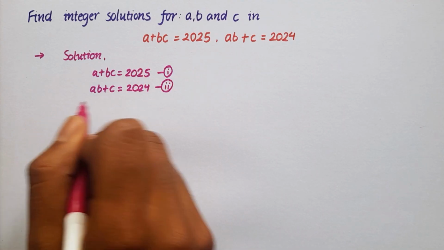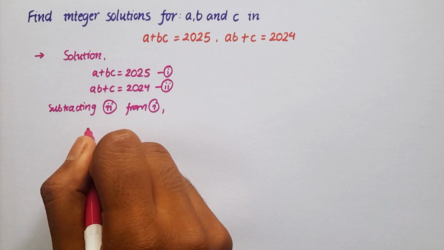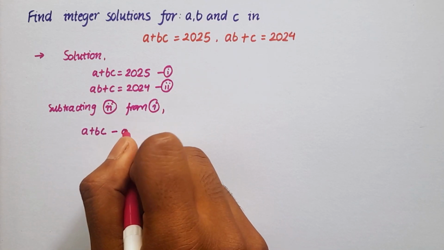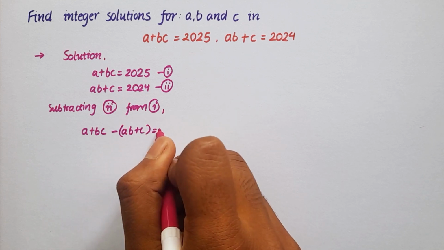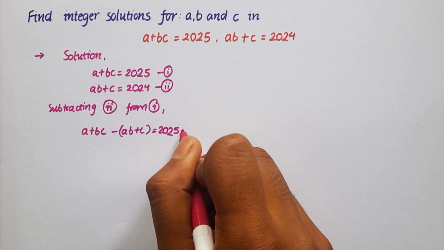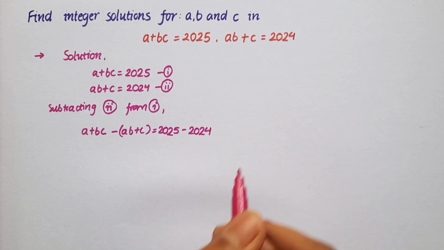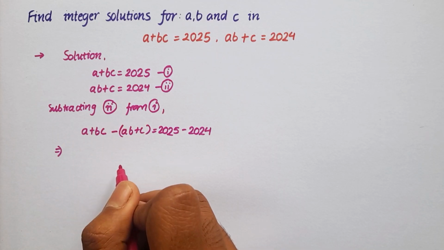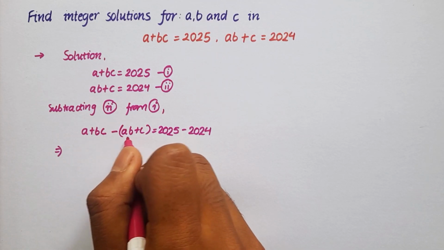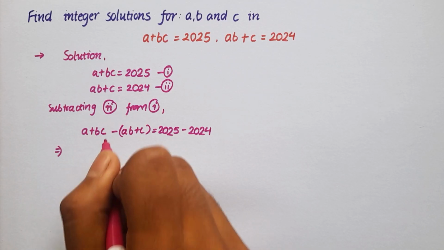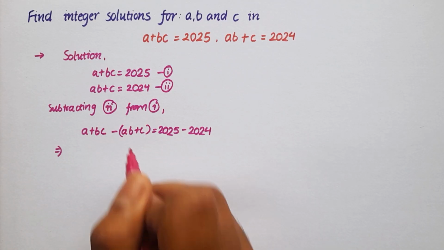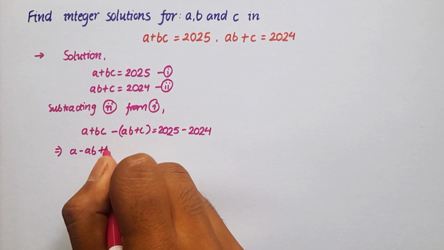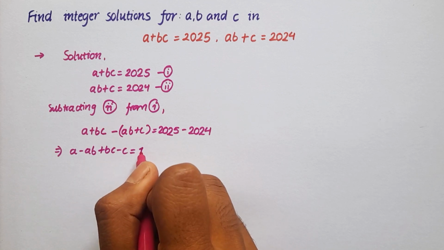So on doing that, what I will get is a plus bc minus ab plus c is equal to 2025 minus 2024. Now what we'll do is group the terms which have common variables. So I see that a is in this term as well, so I'll group these two terms together, and c is in bc and c alone, right? So I'll group these two terms together. That will give me a minus ab plus bc minus c is equal to 1.